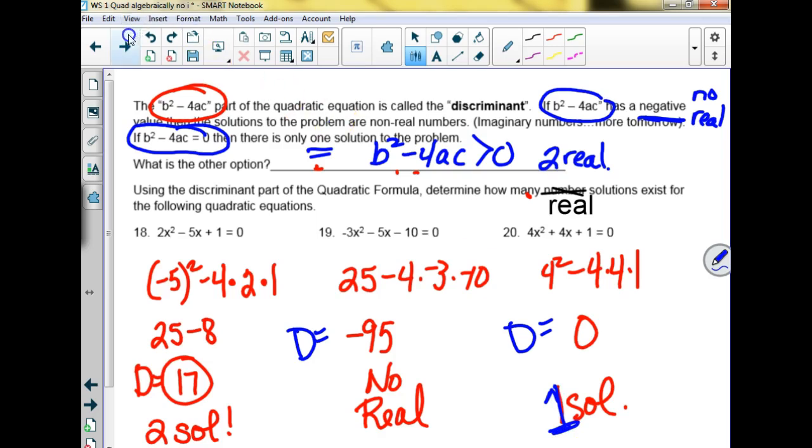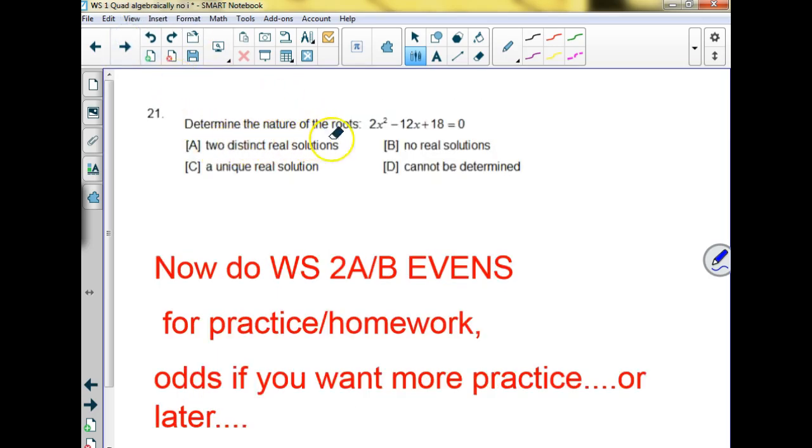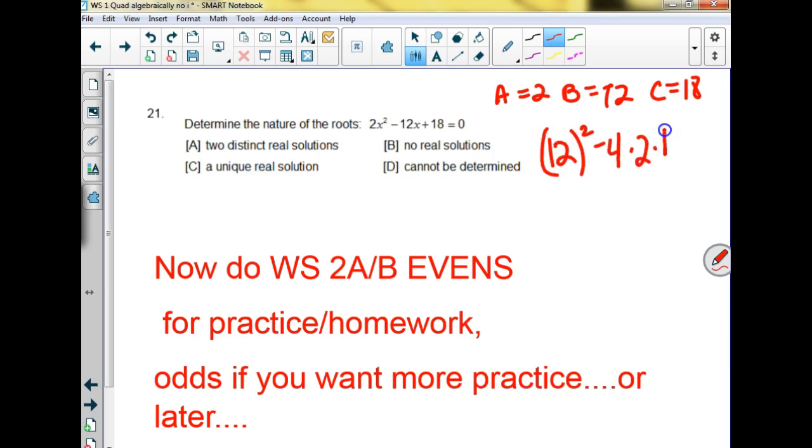All right, so last example. Determine the nature of these roots. Now, you can take out a 2 on this question, but you can also just use A is 2, B is negative 12, and C is 18. So B squared would be 12 squared minus 4 times A times C. Oh, that is a negative 12. All right, doesn't matter.